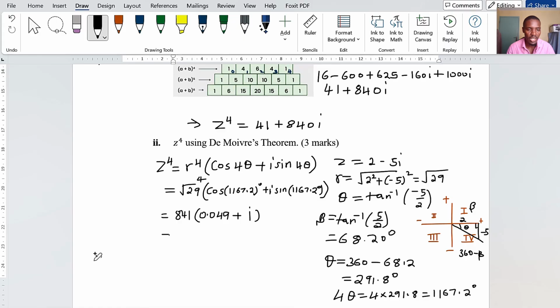So when you expand this, what do we get? 841 times 0.049 is approximately 41. Then plus 841 times i will be 841i. So we get approximately, this was 840, this is 841. Just because of rounding off, but it's approximately there. I think that makes sense.